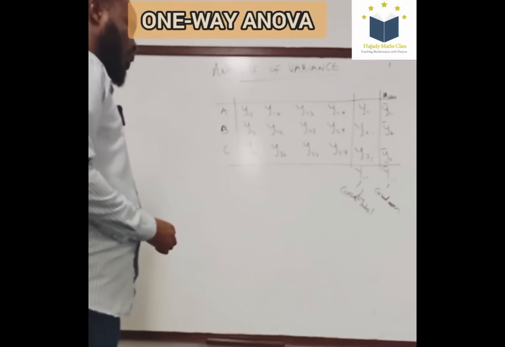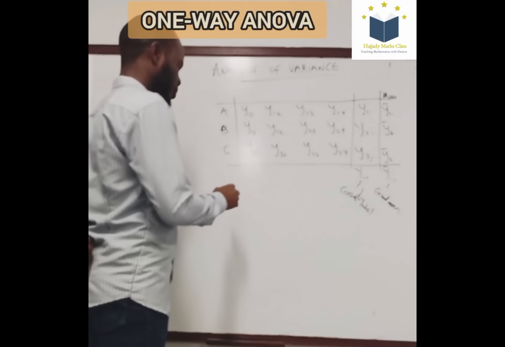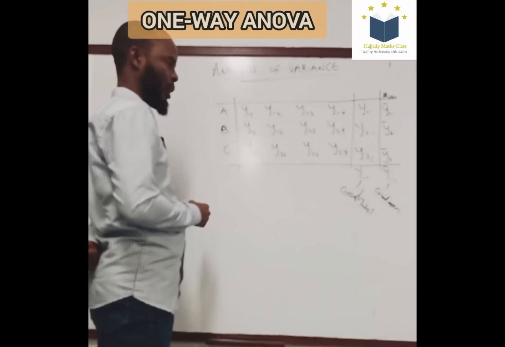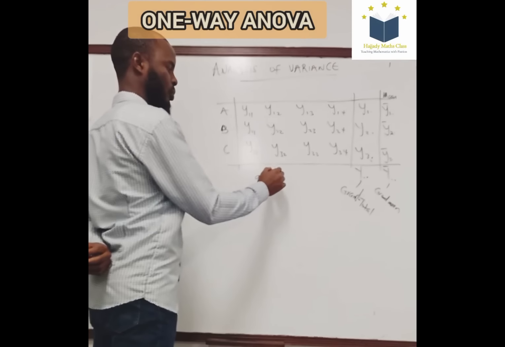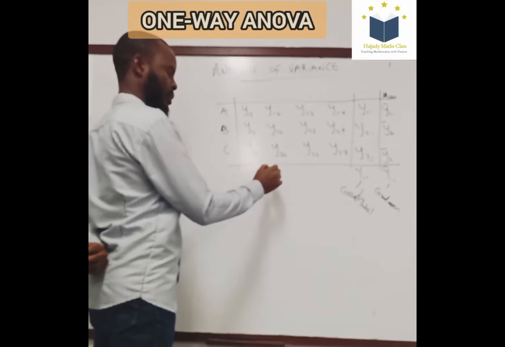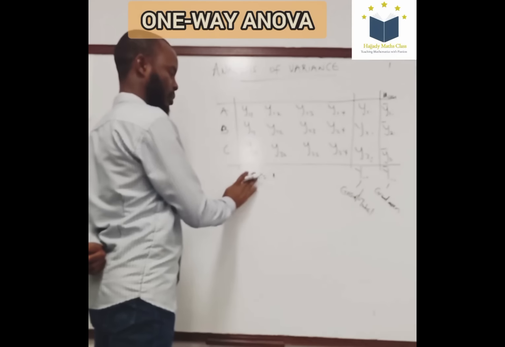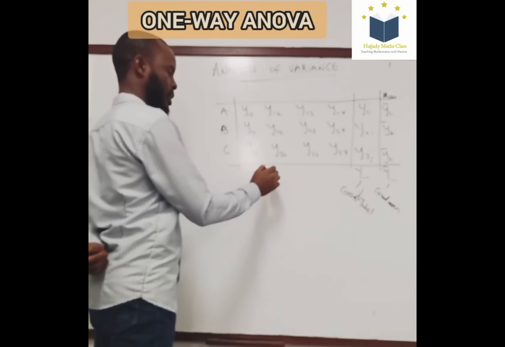So for you to get your mean square, don't forget the a stands for what? For the row. i stands for, my i starts from what?